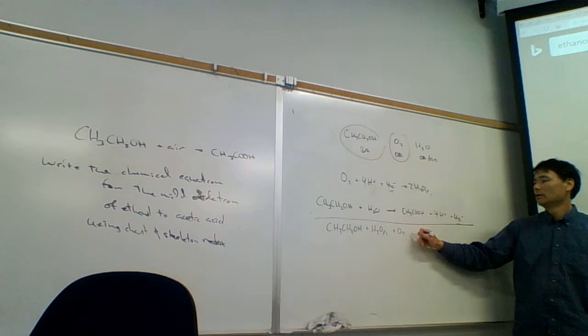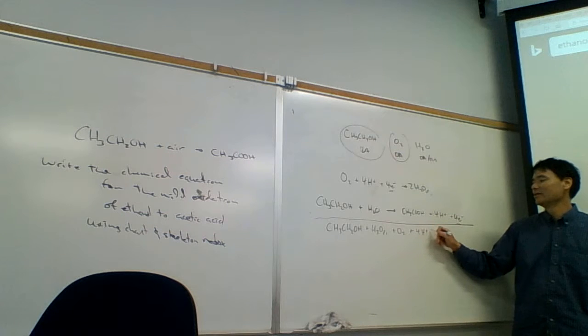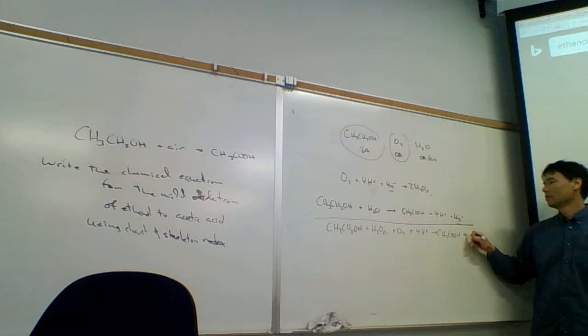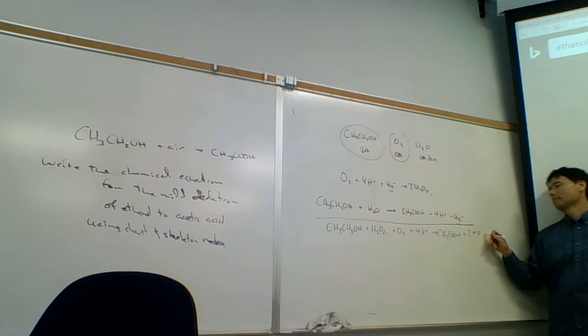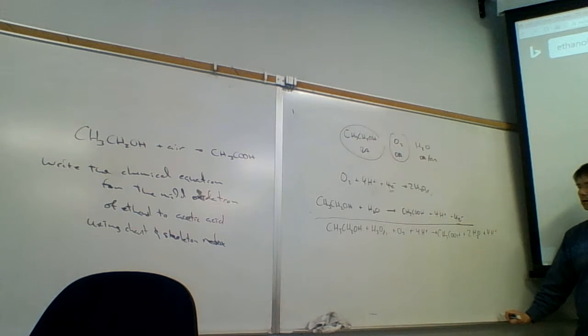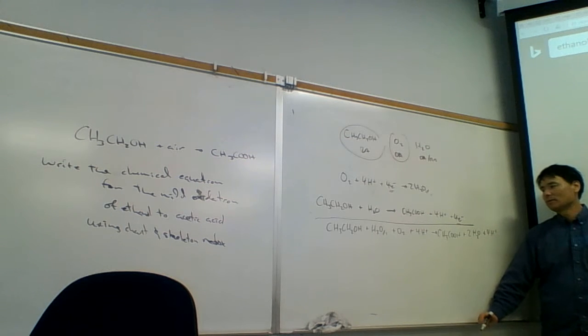Well, I guess we could put the 4 hydrogens in here. This goes to acetic acid plus 2 water molecules plus 4 H pluses. All right, so this would be the combined equation, and then the final step would just be to simplify it.